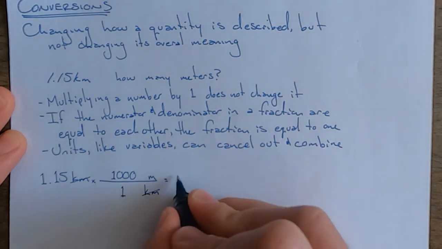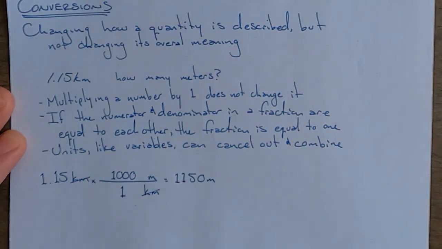And we would have 1,150 meters. When you do conversions, it's important to keep your number of sig figs the same, your amount of precision the same. And so this had 3 sig figs, and so our answer after we convert also should have only 3 sig figs. We'll do some more examples.